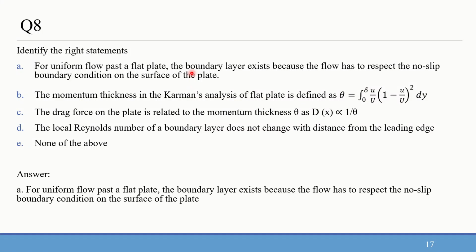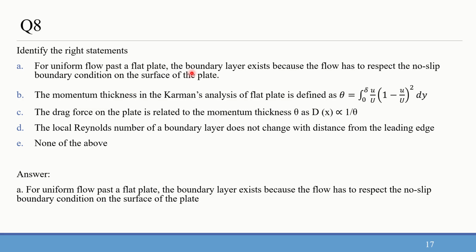So we have to identify the right statement. The right one is, for uniform flow past a flat plate, the boundary layer exists because the flow has to respect the no slip boundary condition on the surface of the plate. As we mentioned, it is like the separation between the fluid flow and the solid surface. So we mostly go with the no slip boundary condition on the surface of the plate. Because of all these factors, we have the boundary layer existing. So this option A is the right answer.